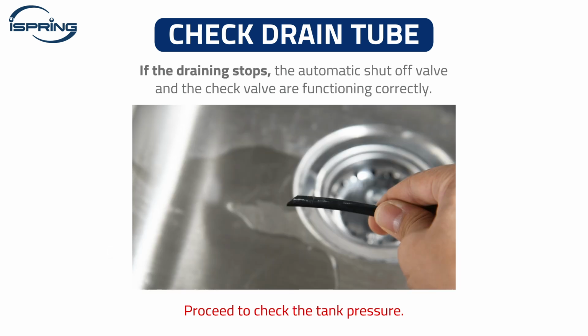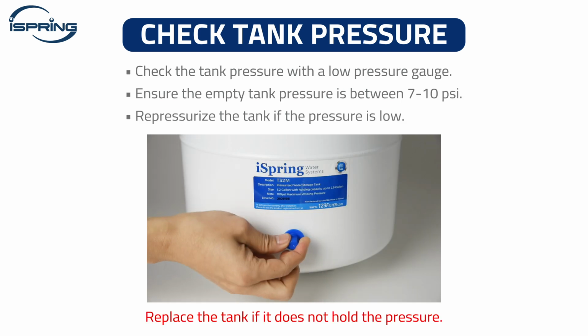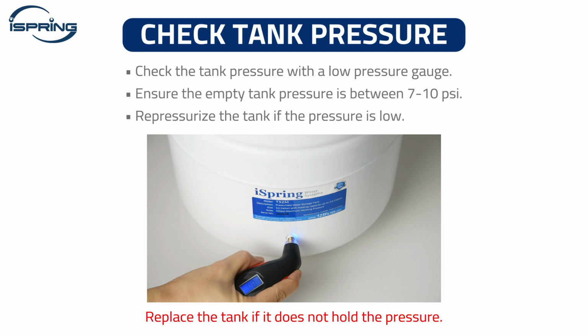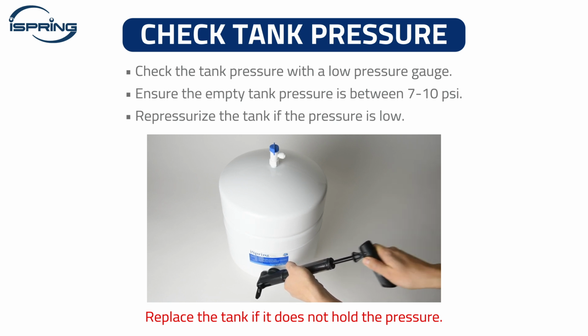If the draining stops, the automatic shutoff valve and the check valve are functioning correctly, so you should proceed to check the tank pressure. First, shut off the feed water to the system. Turn on the faucet to empty the tank. Check the tank pressure with a low pressure gauge. Ensure the empty tank pressure is between 7 to 10 psi. Repressurize the tank if the pressure is low. Replace the tank if it does not hold the pressure.